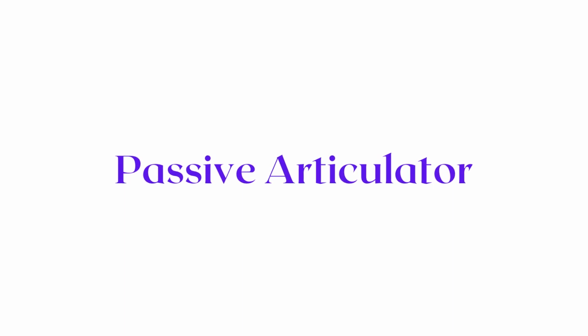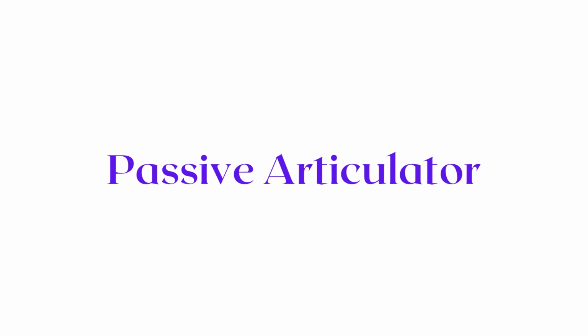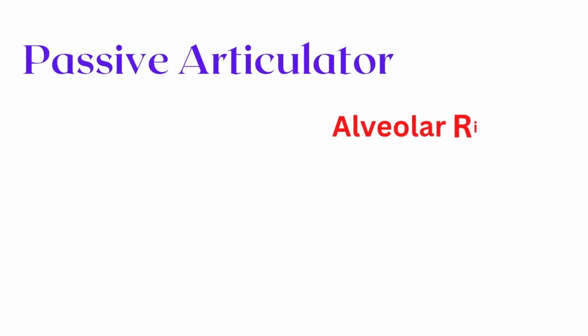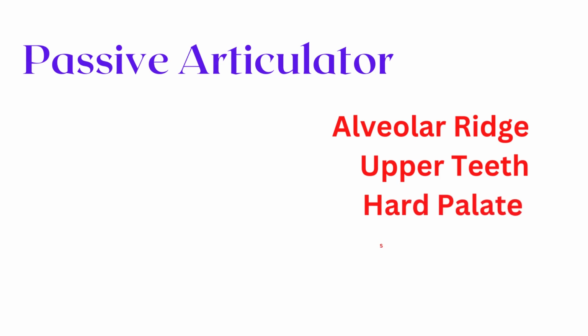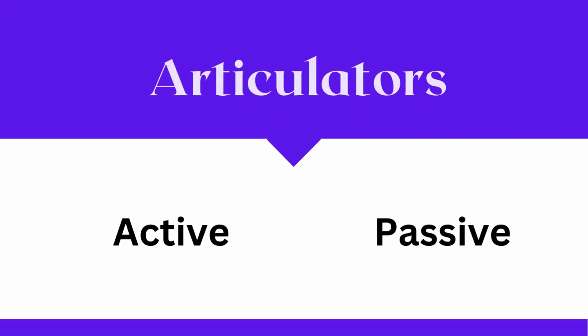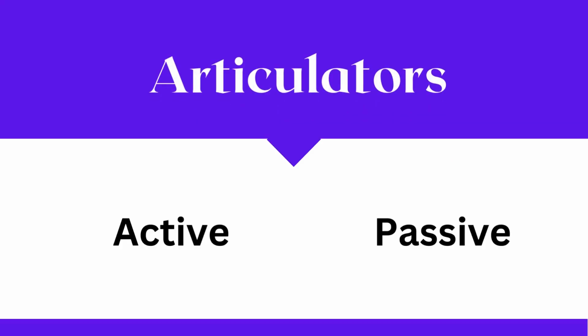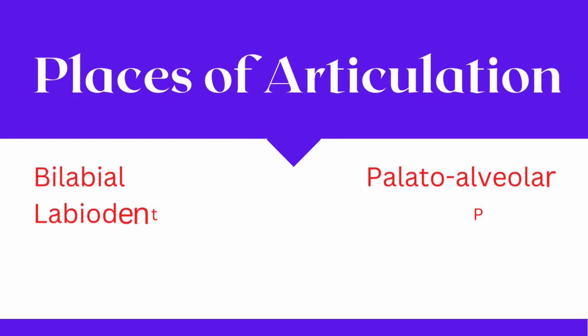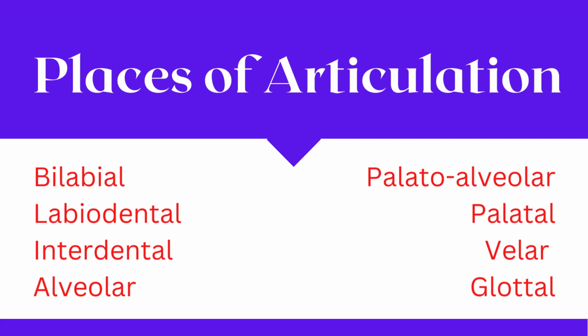The passive articulator is the part of the vocal tract that provides a surface against which the active articulator makes contact. Examples of passive articulators include the alveolar ridge, the upper teeth, the hard palate, the soft palate, and the pharynx. The combination of active and passive articulators along with the airflow determines the specific speech sound produced. The main places of articulation are bilabial, labiodental, interdental, alveolar, palatoalveolar, palatal, velar, and glottal.